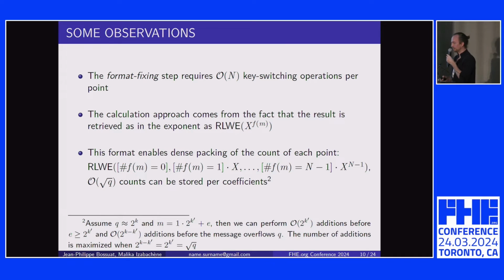So for some observation, this approach requires on the order of N key switchings and N key switching keys. And this comes from the fact that they want to retrieve the result of this evaluation at the exponent, because then it becomes very easy to store all the results into a single polynomial where you add your counts, and in each coefficient you can store how many times this value evaluated to these values of F. And this is very efficient because you can store on the order of square root of Q counts per coefficient. So the message expansion is very small.